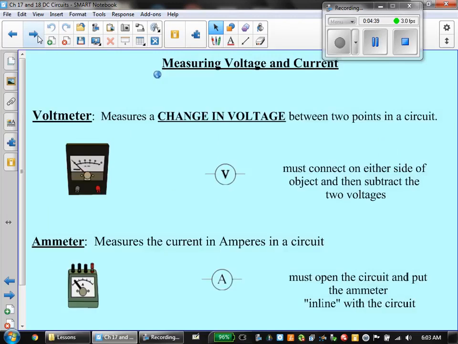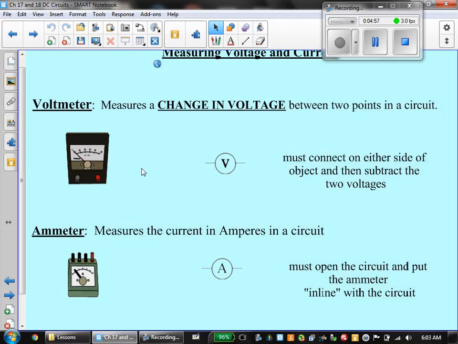This is kind of key. When you're using a voltmeter, voltmeters measure change in voltage, and therefore they have to be hooked up in a circuit a certain way. We say in parallel. So we have to put one terminal of the voltmeter on one side of a component, put the other terminal of the voltmeter on the other side of the component, and it measures the difference in the voltage. We'll see this in a little bit.